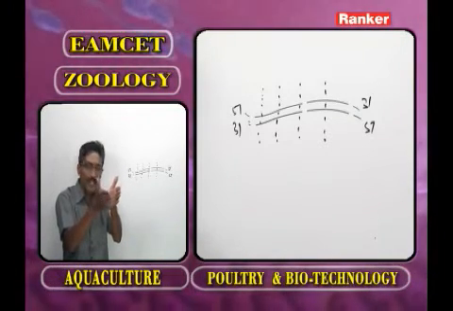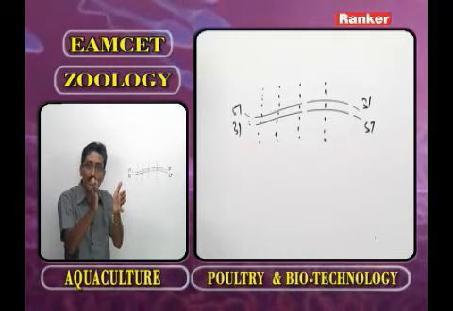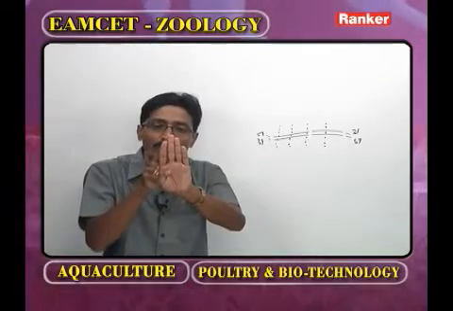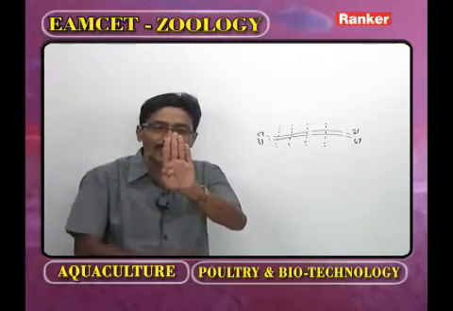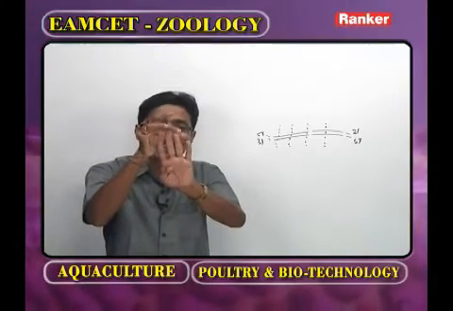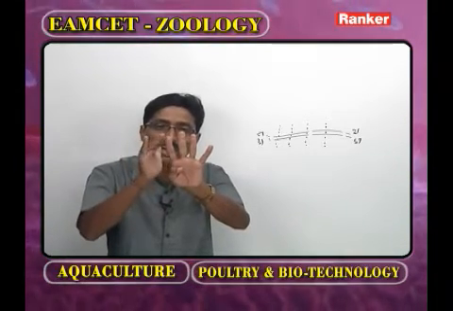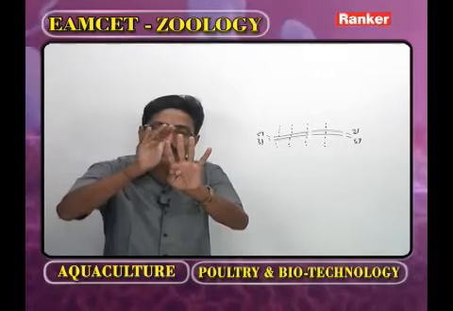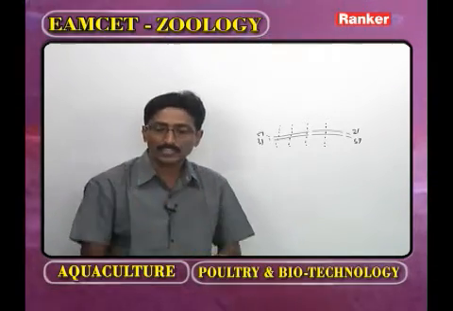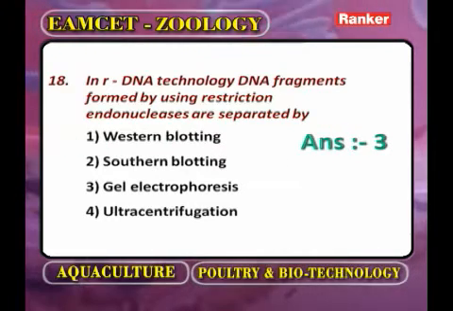Their work is over. Now the fragments are separated by what type of process? That we call gel electrophoresis. For example, this is the DNA strand. The restriction endonuclease cuts the DNA strand in a palindrome sequence. By gel electrophoresis, the fragments are separated. The process of separating fragments after the restriction endonuclease enzymes complete their work, that we call gel electrophoresis. Now, the next question.